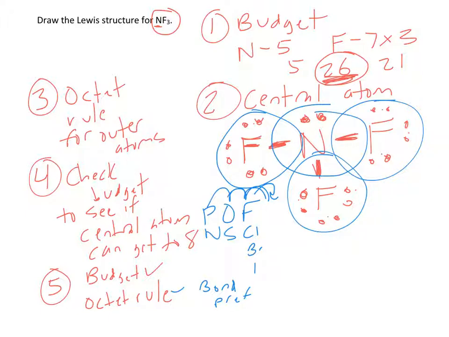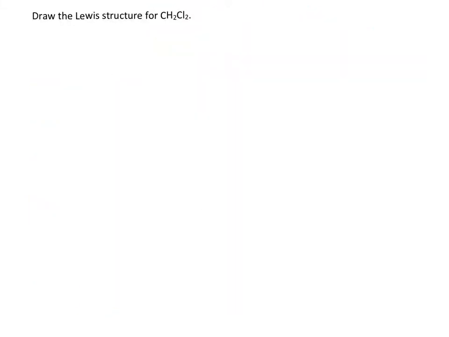That doesn't always hold up, but in this case, N likes 3, N has 3, F likes 1, it has 1. Everything checks out. So this is the Lewis structure for NF3. Let's do another. So here's CH2Cl2.